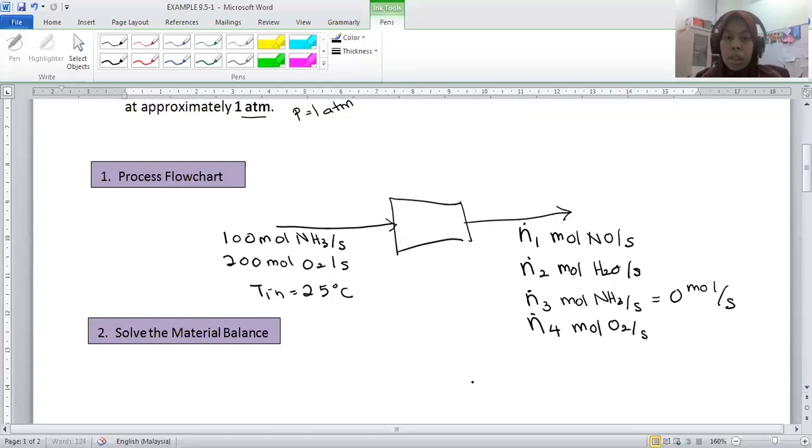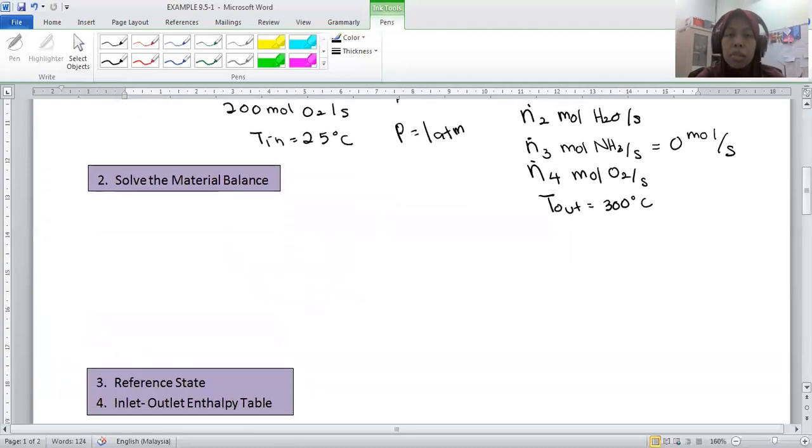Once the material outlet is mentioned, then the operating condition: the outlet temperature is 300 degrees Celsius. Pressure is not mentioned here, however you can just put the pressure as 1 atm. Once you settle that, we can move to the next part, which is the material balance calculation.